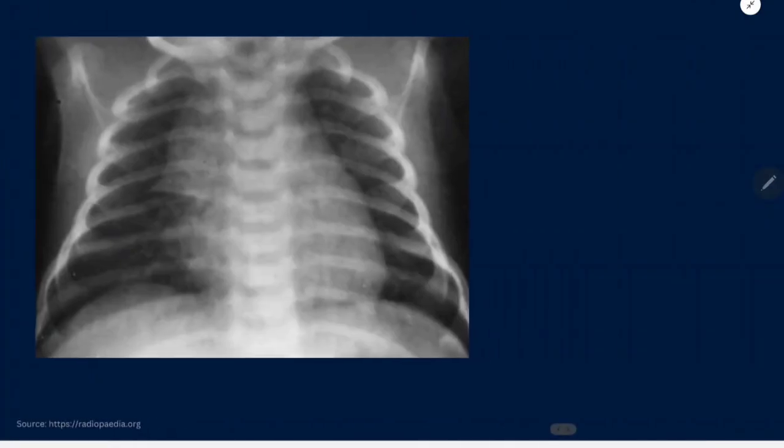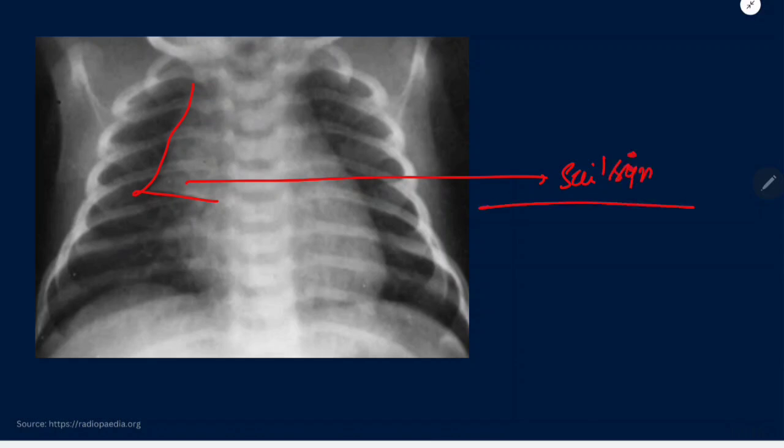Okay, next one, what is this? See this, there is a sail sign. This is called sail sign. This is a very normal finding which is seen in an infant before the involution of the thymus. So this thymus is going to produce this sign. This is called a sail sign, which is a very normal finding. So thymus is going to produce, thymus is very important, yeah. So thymus is going to produce this sail sign.